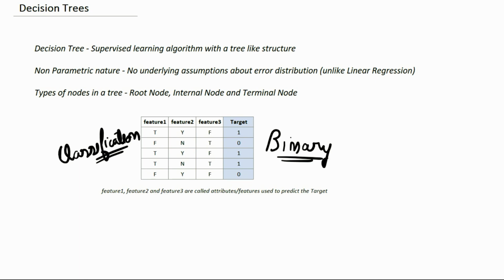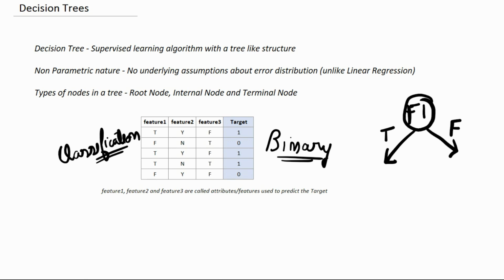Since a decision tree will always have a tree-like structure, it's very important for us to find out the root node, because the construction of internal nodes and the terminal nodes will depend on how precisely we are able to determine the root node, and the root node could be any of the features, feature 1, 2 or 3. Let's say feature 1 could be selected as a root node, just for demonstration purposes. Then it will take two values, either true or false.